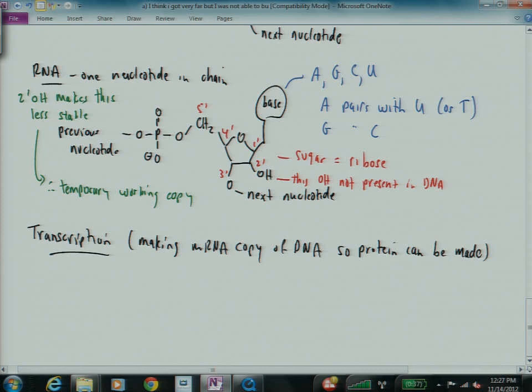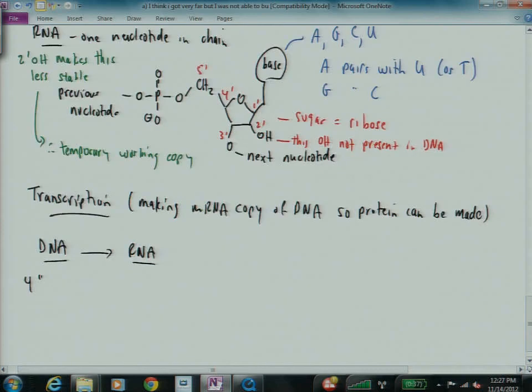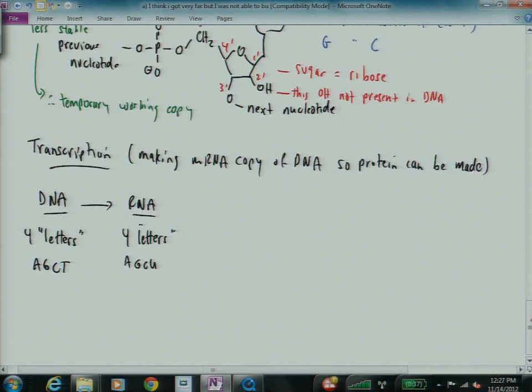So in DNA there are 4 letters. That is A, G, C, and T. In RNA there are 4 letters: A, G, C, and U. So the conversion is pretty simple. DNA is 2 strands. RNA is 1 strand.